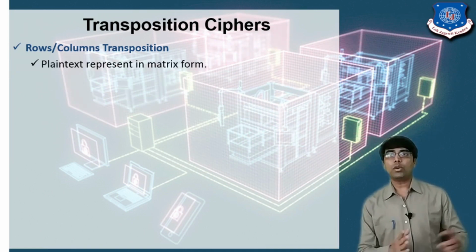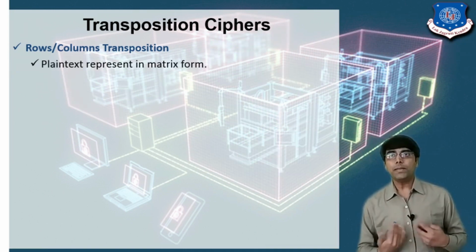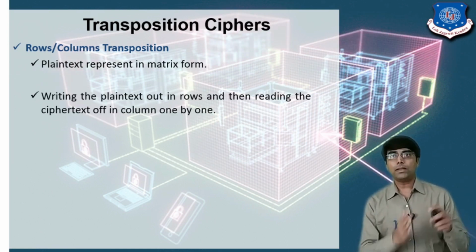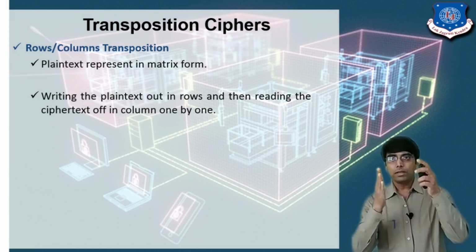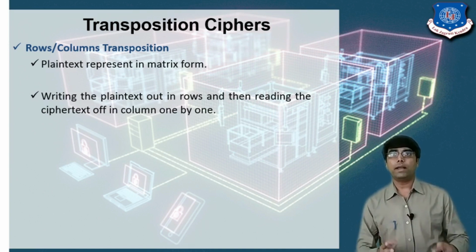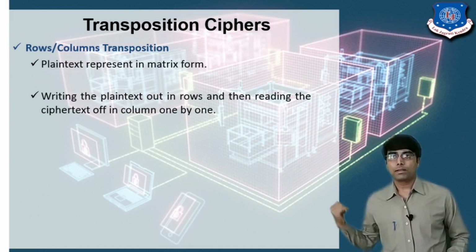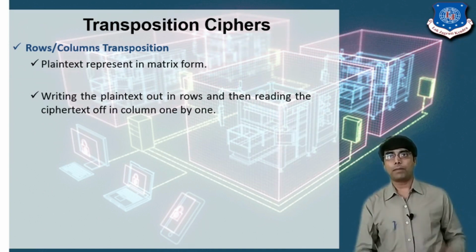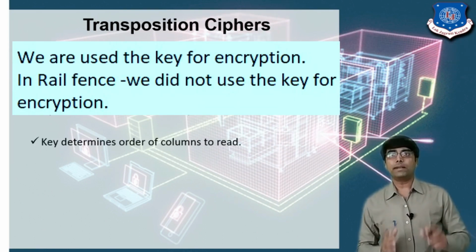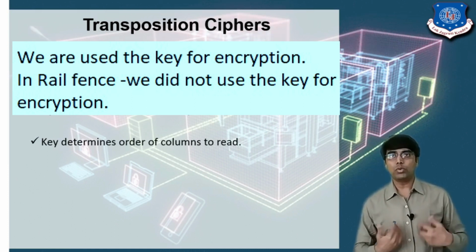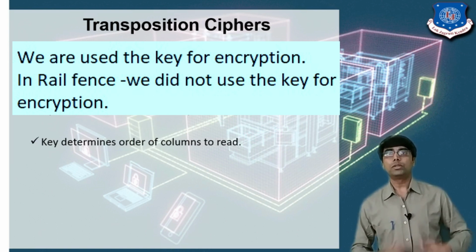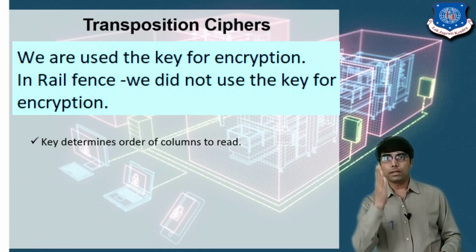In the row column transposition, we are representing our plain text in a matrix form. Writing the plain text out in a row means the plain text message is written row wise, and then the ciphertext is read column by column. Here the key determines the order of the columns to read, that is, how to read the columns.